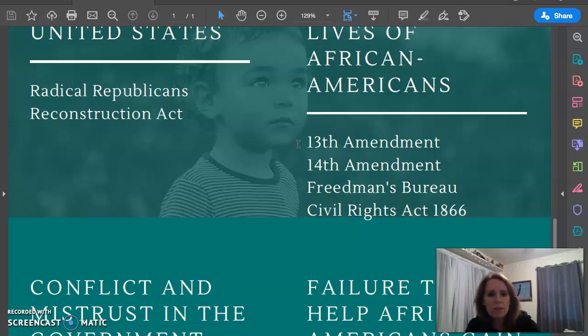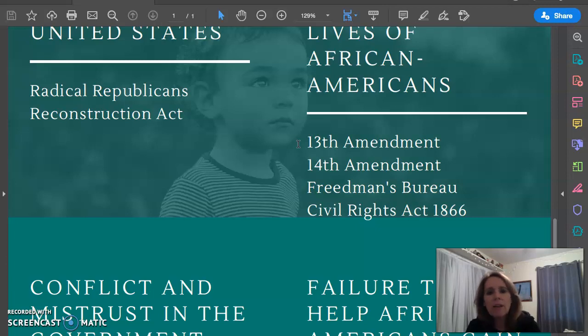And what Plessy versus Ferguson will essentially say is that segregation, separate but equal, is lawful. You can have separate schools for African Americans and whites. You can have separate eating facilities, separate transportation services. As long as they're equal, that's lawful.